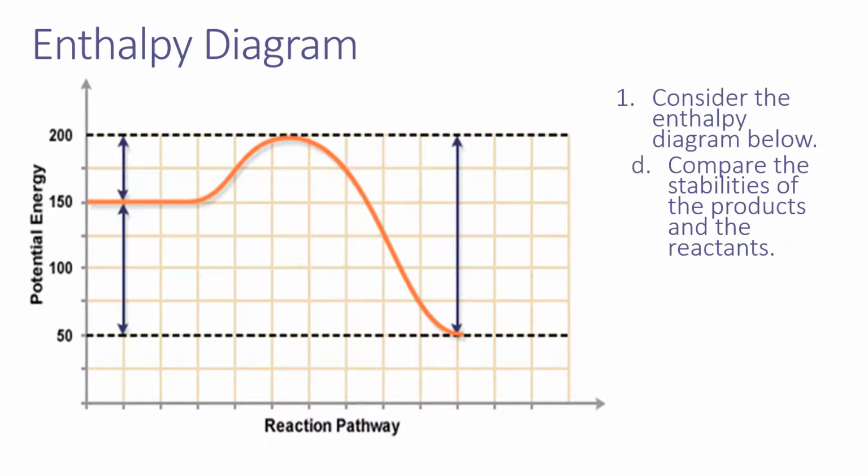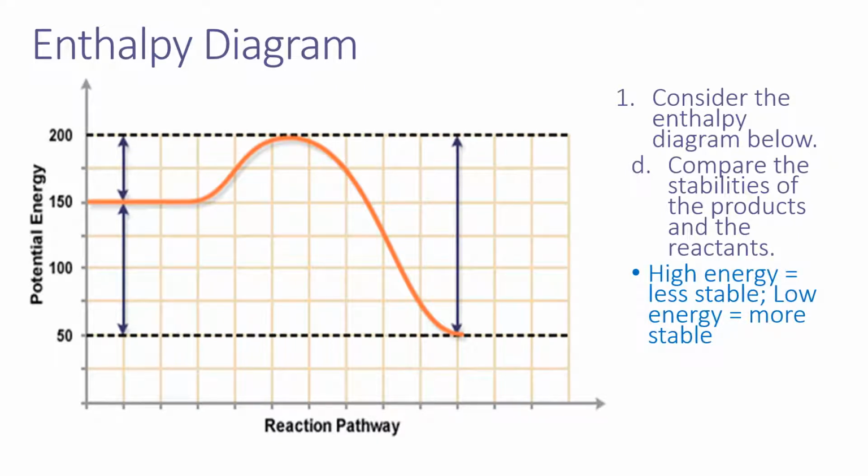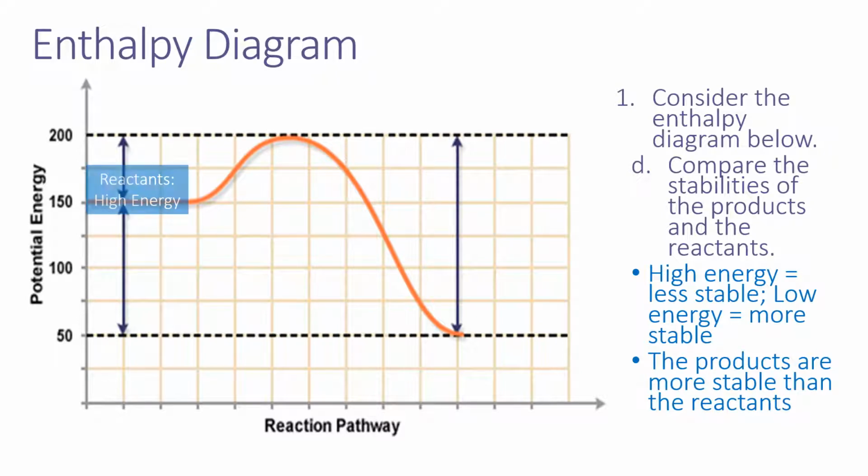The next question asks us to compare the stabilities of products and reactants. So high energy is less stable and low energy is more stable. So in this case, the reactants have high energy when compared to the products, which are lower energy. So this means that the products are more stable than the reactants.